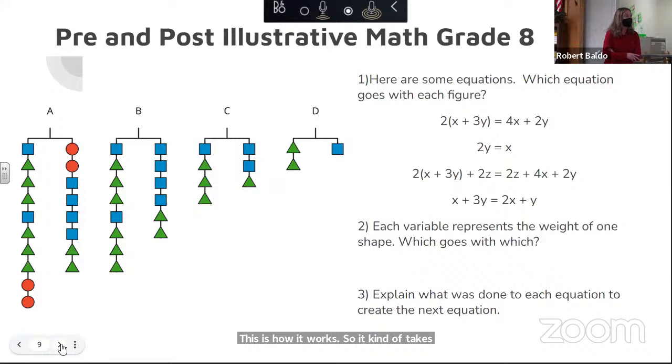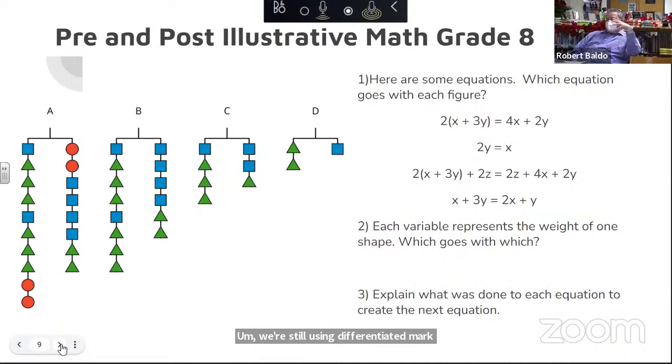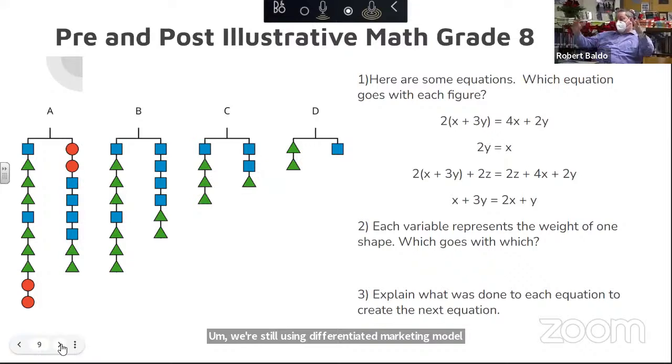We're still using a differentiated learning model, right, where we assist students that need more assistance, or even give some extra work to students who are excelling.